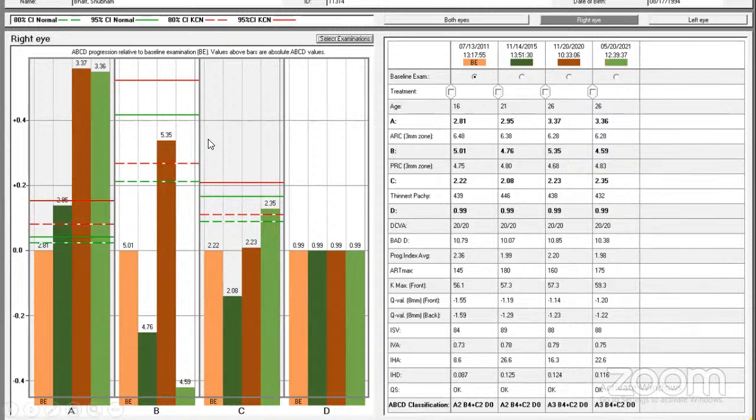So now maybe Dr. Tulsi, you can go ahead, and this makes it easier to understand these graphs.